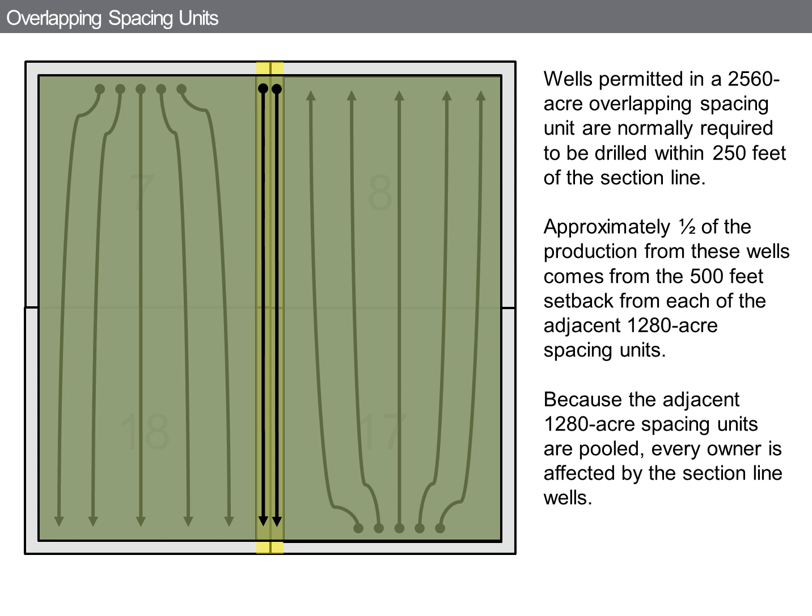Wells permitted at a 2560-acre overlapping spacing unit are normally required to be drilled within 250 feet of the section line. Approximately half of the production from these wells comes from the 500 feet setback from each of the adjacent 1280-acre spacing units. Because the adjacent 1280-acre spacing units are pooled, every owner is affected by the section line wells.